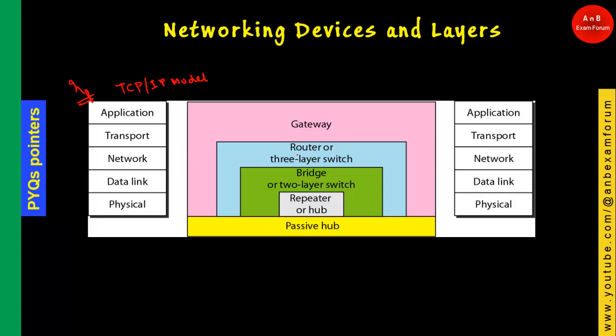Similarly, a router works from the physical layer and data link layer up to the network layer. The topmost layer is the network layer. Similarly, a bridge mainly operates at the data link layer, but it has to pass through the physical layer, and repeaters or hubs work only at the physical layer. So the layers and the networking devices you should remember.